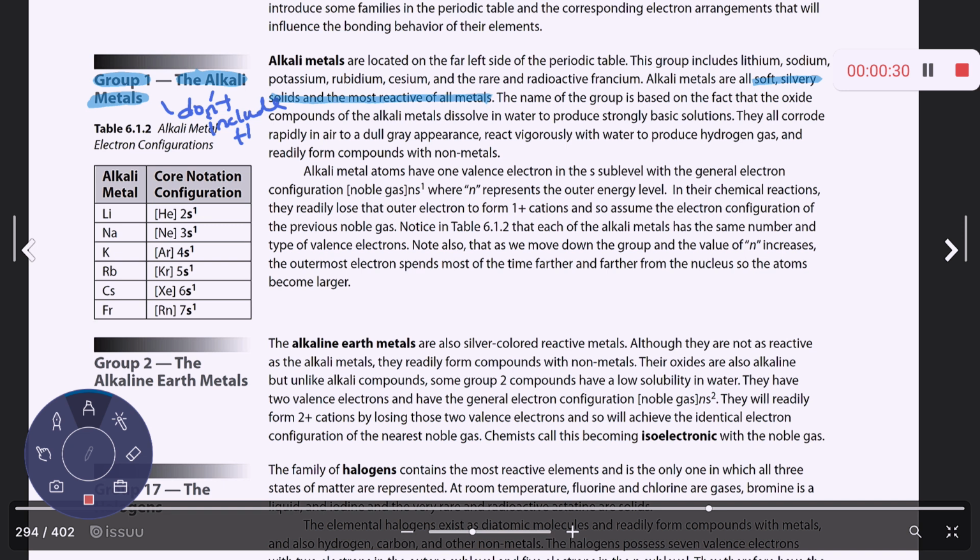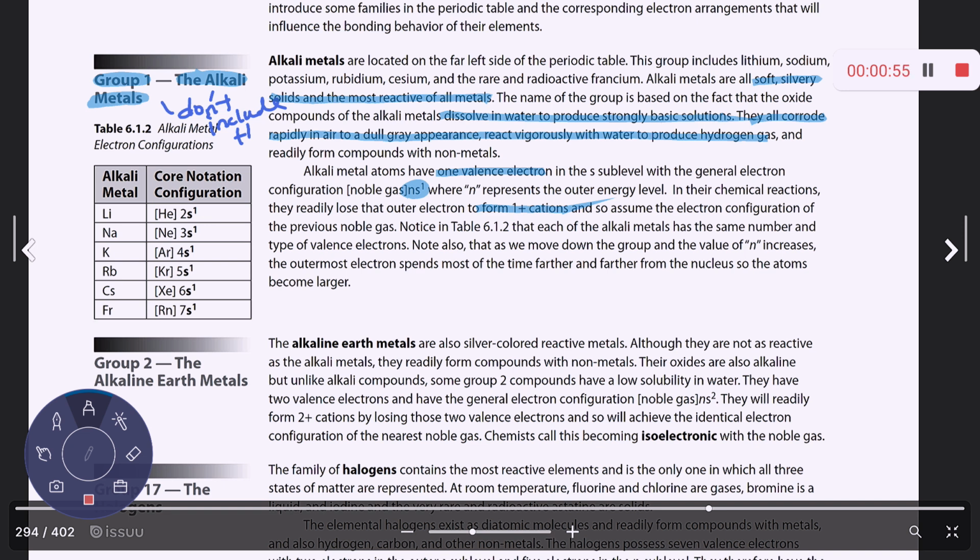They tend to dissolve in water and produce a basic solution. They will also corrode in air rapidly and they'll turn gray. And then they'll react with water to produce hydrogen gas. And then they generally have one valence electron in their outermost shell. So that means their electron configurations end on ns1, and they form +1 cations.